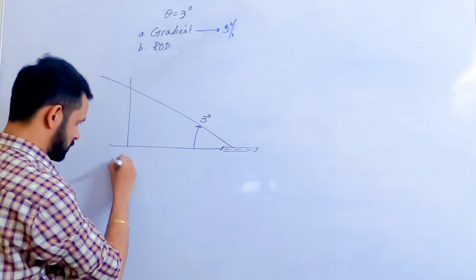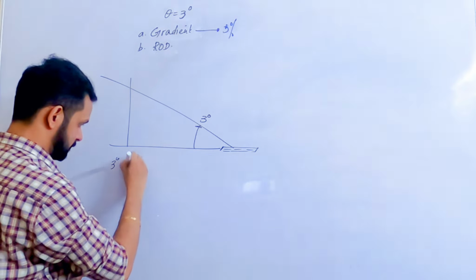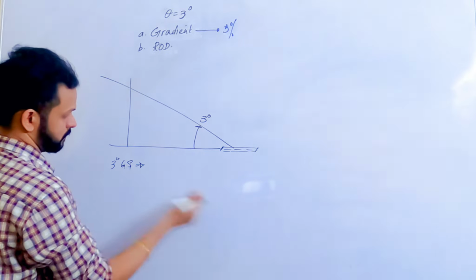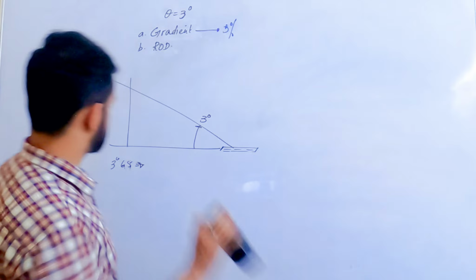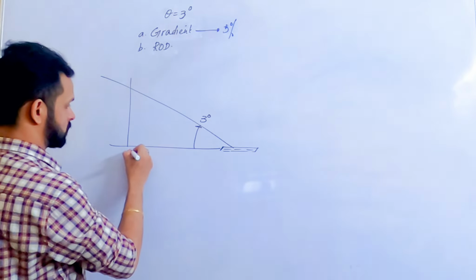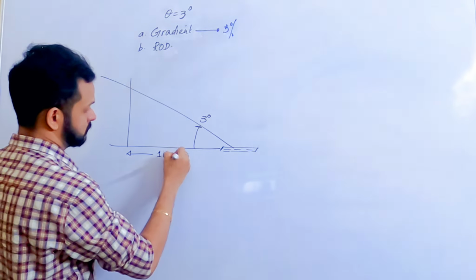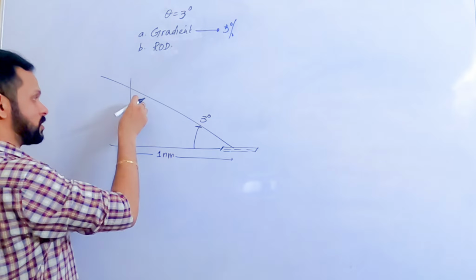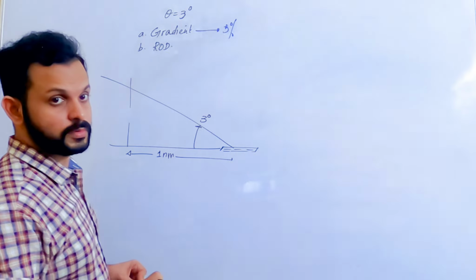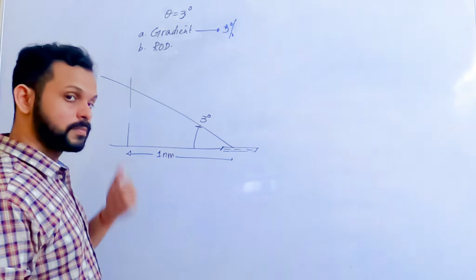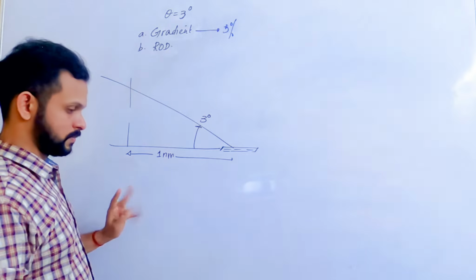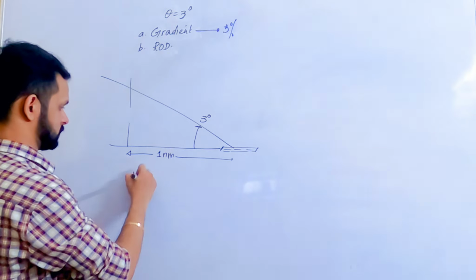For 1 nautical mile of distance, that is basically the range. So let us consider the range equals 1 nautical mile. So what should be our height? We need to calculate. By the basic gradient formula, we know that it is the ratio of height to range multiplied by 100.